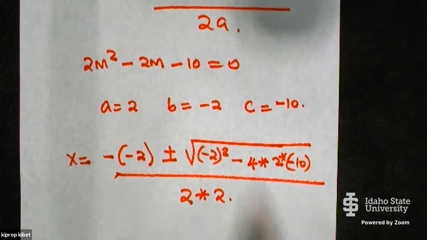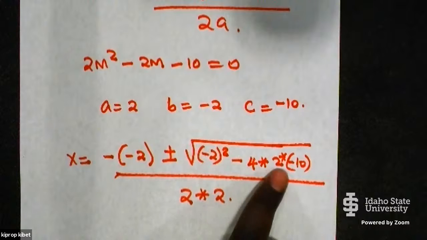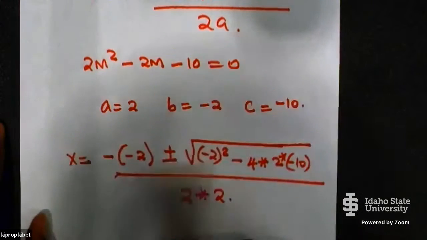If you look at the discriminant here, I can see the minus and the minus will cancel, so it will be greater than 0. So definitely we have two solutions, and they are real. So now we can solve it.